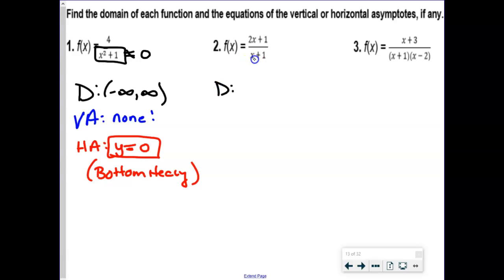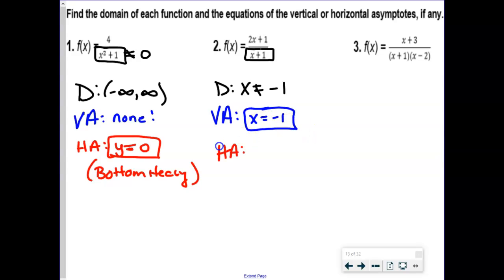Alright, same idea here for number 2. This time you do have a domain interruption in the form of a vertical asymptote. So your domain would be that x can't be -1, and the reason for that is because you have a vertical asymptote at x equals -1. Make sure it's an equation. Is this a top heavy, a bottom heavy, or an equal weight one? Since it is equal weight, very good. You look at your lead coefficients for those leading terms there, you get y equals 2. Nice.